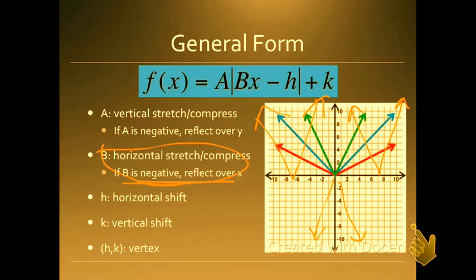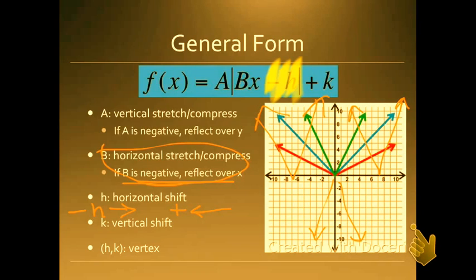The H and the K give us a horizontal and vertical shift. Be careful here with the sign. If the number inside here is being subtracted, then we're going to move to the right. And if we are adding H, we're going to move to the left. So if we have x minus 1, that's 1 to the right. And if we have x plus 1, that's 1 to the left.